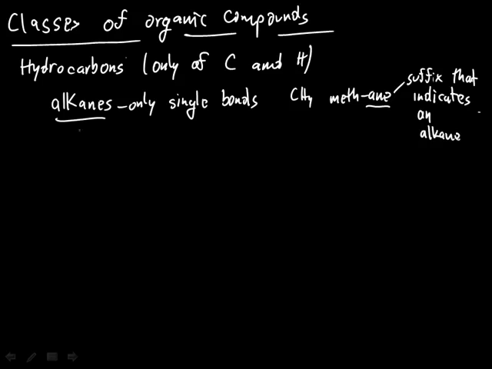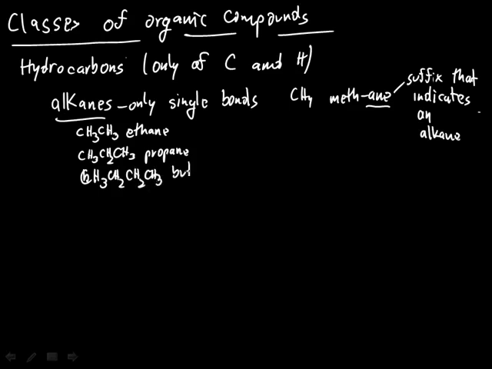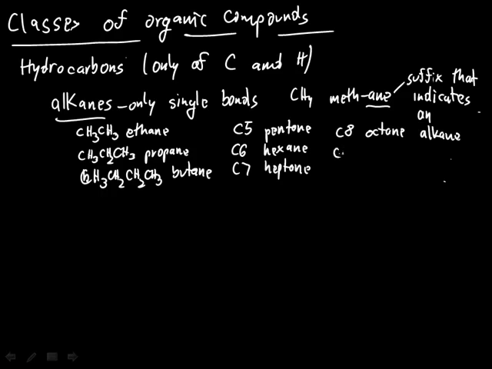The next member of the class is ethane, followed by propane, followed by butane, and the next couple are simply abbreviated. So C5 is pentane, C6 is hexane, C7 is heptane, C8 is octane, C9 is nonane, and C10 is decane.